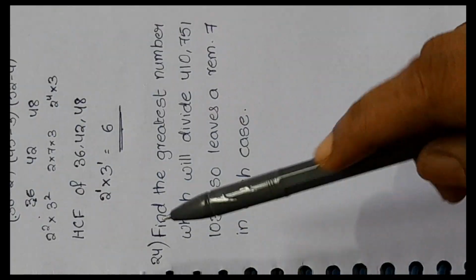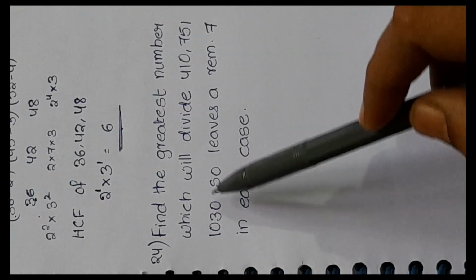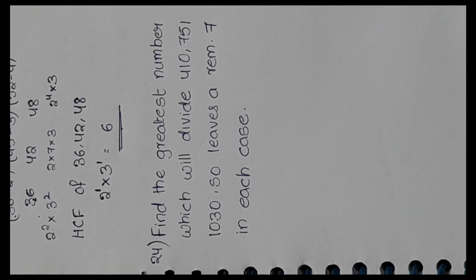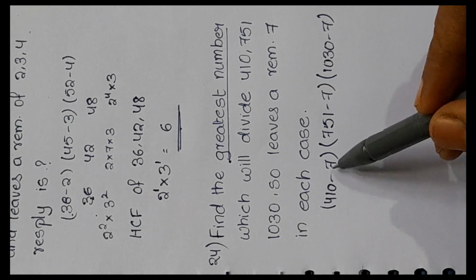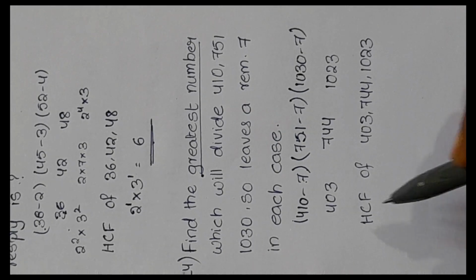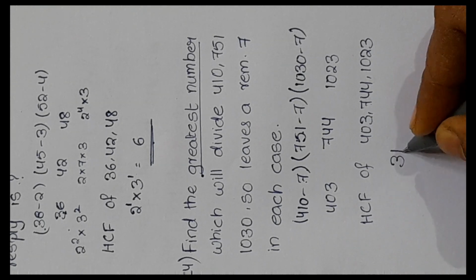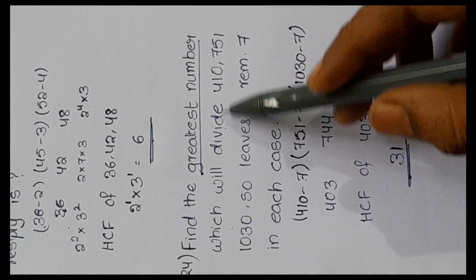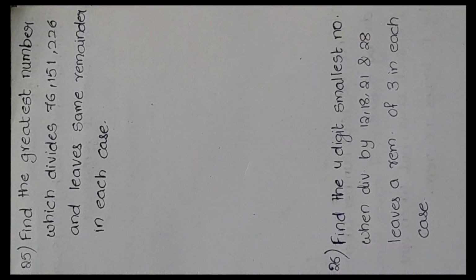Find the greatest number which will divide 410, 751, 1030 so that it leaves a remainder of 7 in each case. Here the greatest number is asked. We should find the HCF of 410 minus 7, 751 minus 7, 1030 minus 7. Now the HCF of 403, 744 and 1023 is 31. So the greatest number which will divide these three numbers leaving a remainder of 7 in each case is 31.